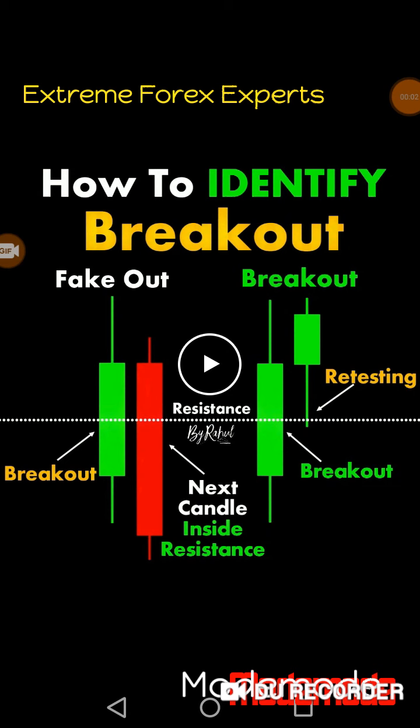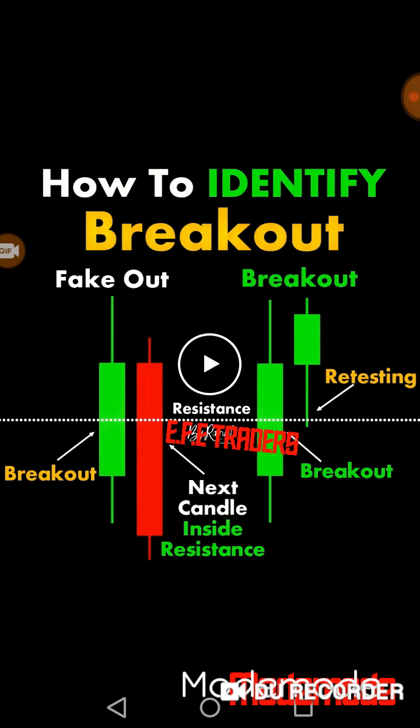Okay, welcome guys. This is going to be our first introduction to candlesticks. Candlesticks are a form of representation. It represents the price action in the market. It gives us identification of what the market is doing.